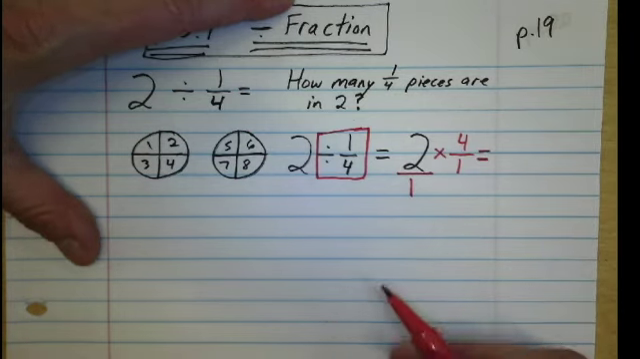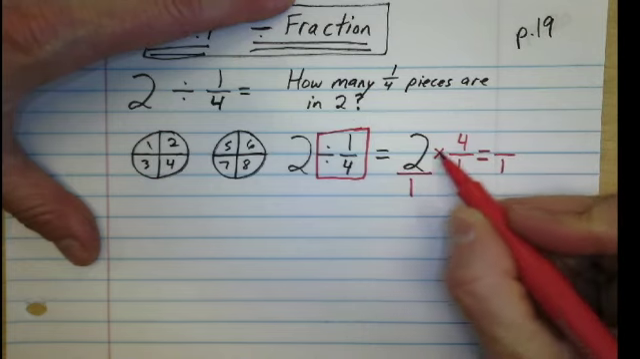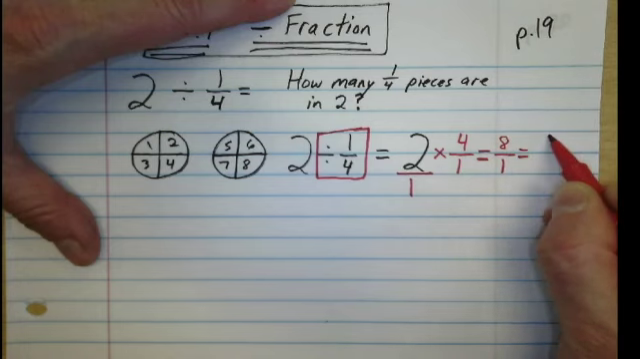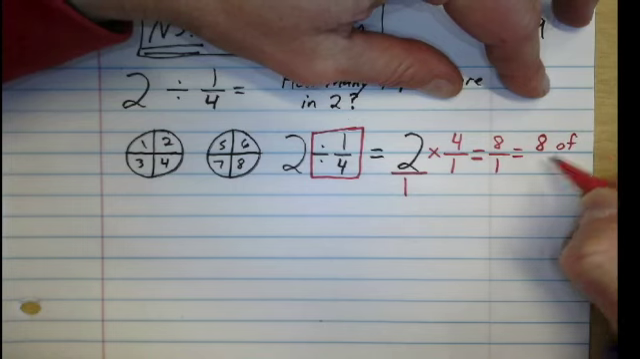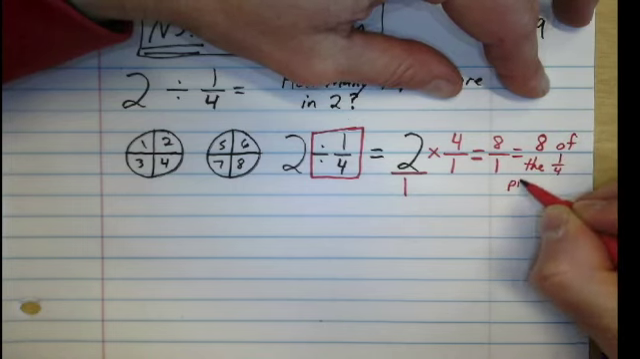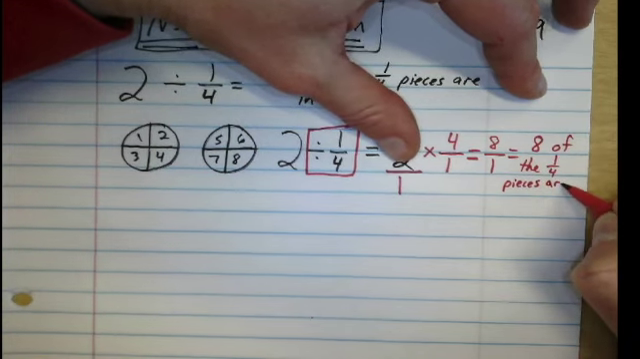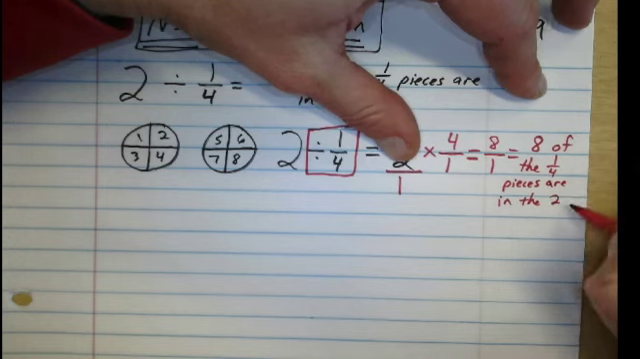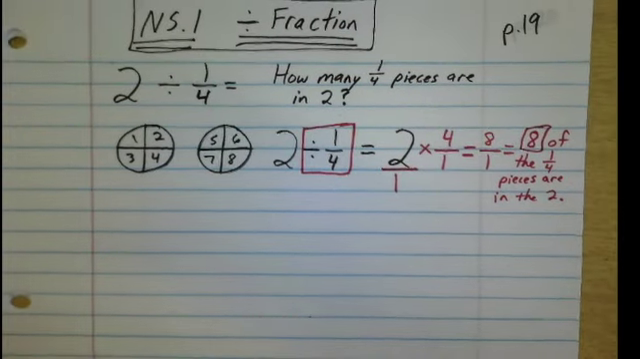Simplify and multiply. Well, 1 is what I have on the bottom, so I know it's just going to be out of 1. 2 times 4 on the top gives me 8. 8 out of 1 is the same thing as saying 8. So 8 of the 1/4 pieces are in the 2 wholes. So the answer is 8, and we kind of knew that with our drawing, but that's kind of how that works.